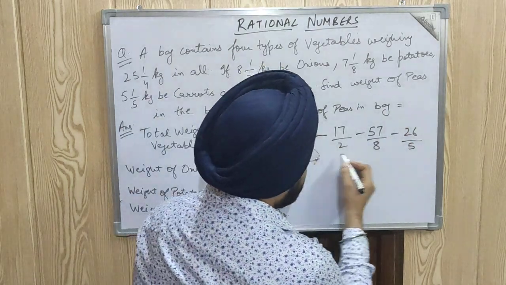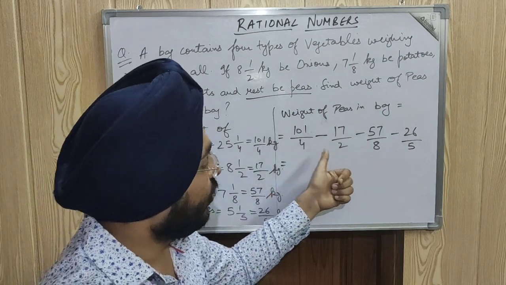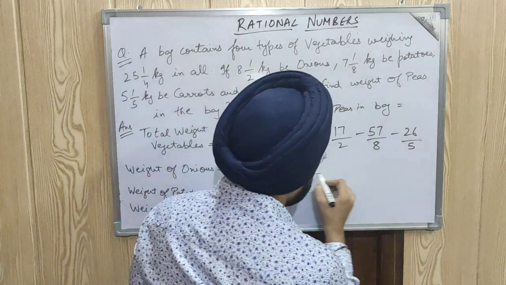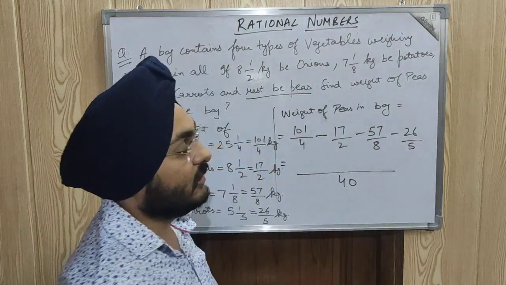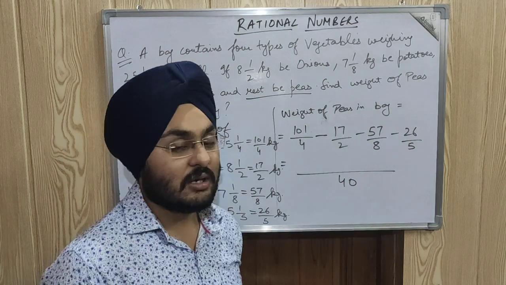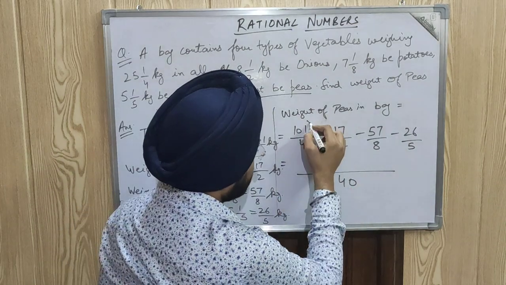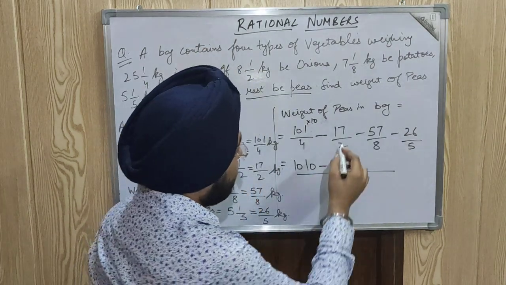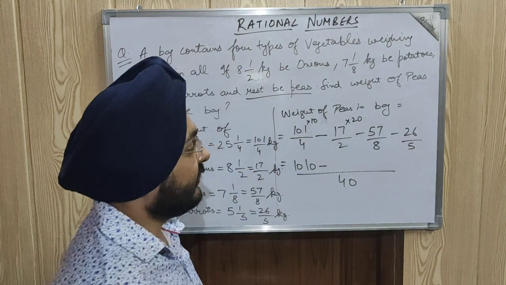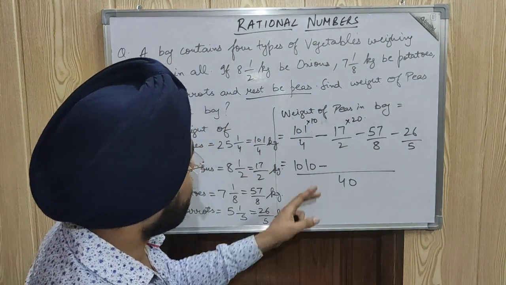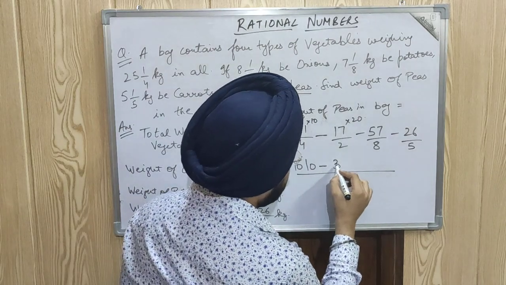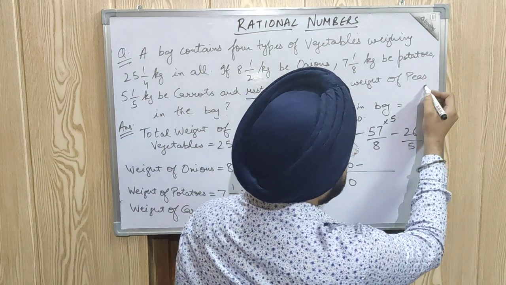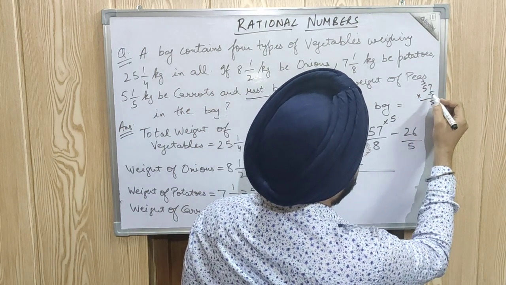Okay, so now taking the LCM of all these numbers, 4, 2, 8 and 5. So what's the LCM of this? The LCM of this will be 40. All numbers are divisible by this 40 here. 4 into 10 will be 40, so 1 0 1 0. 2 multiplied by 20 will be 40. 17 into 20 will be 340. 8 into 5. So this 57 into 5, multiplying 5 7 35, that will be what?